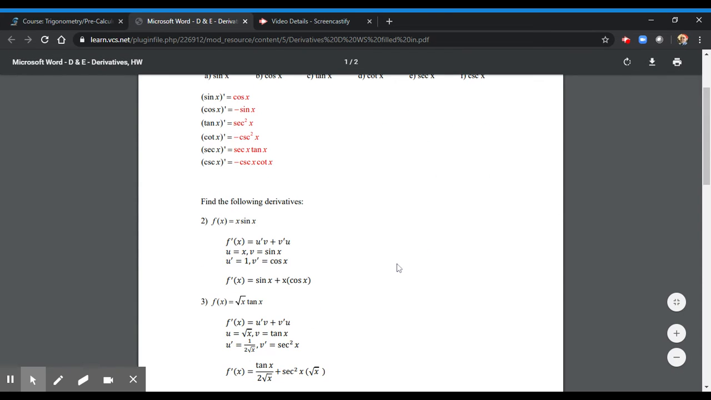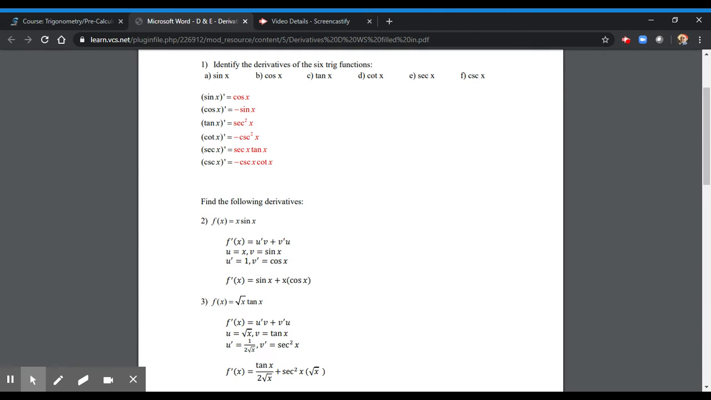Let's take a look at number 3. F of x is equal to square root of x times tangent of x. Well, we can use the product rule. U prime times v plus v prime times u. Well, u is equal to square root of x. V is equal to tangent of x. U prime is equal to 1 over 2 times the square root of x.